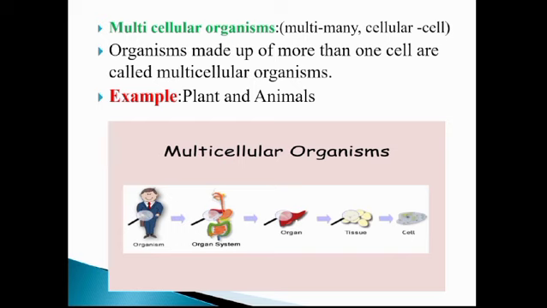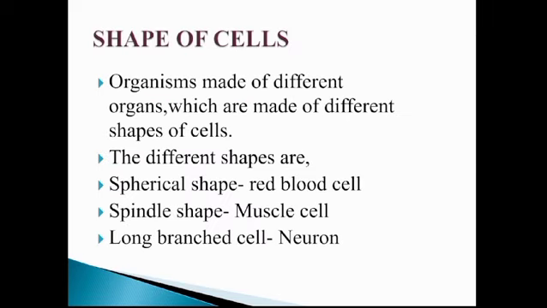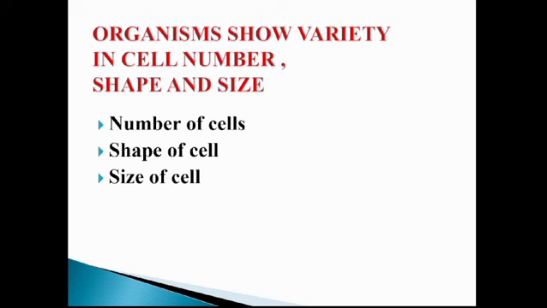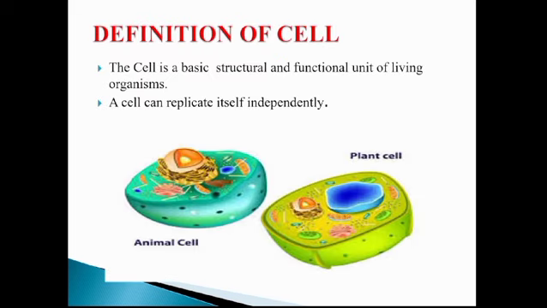Then which part of the cell gives the cell its shape? For example, in an animal cell, the outer covering, called the cell membrane, gives shape to the cell. But in a plant cell, the cell wall, which is an additional cover, gives shape.